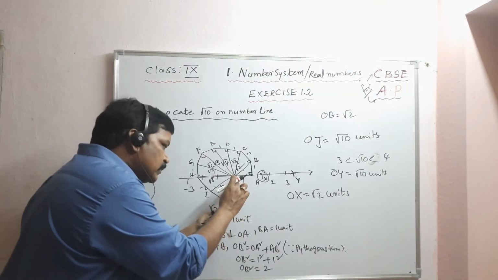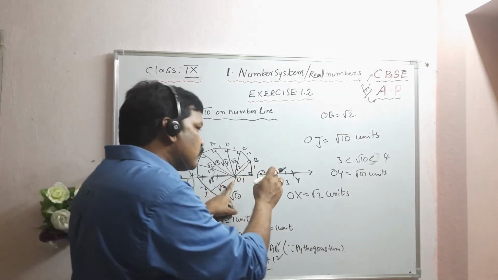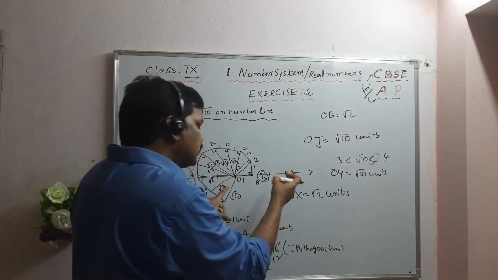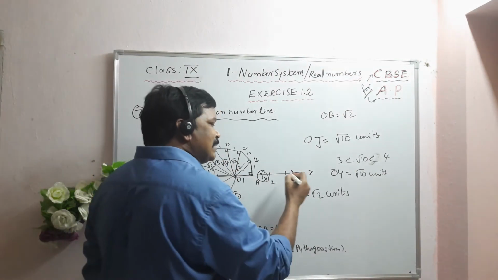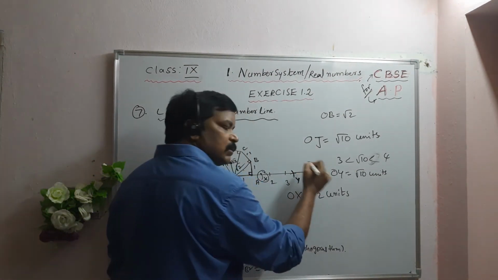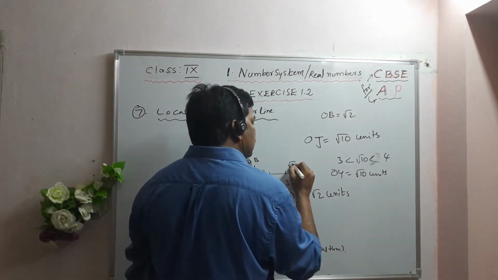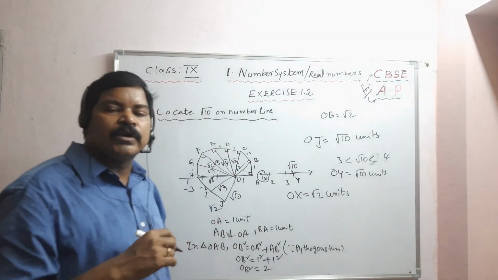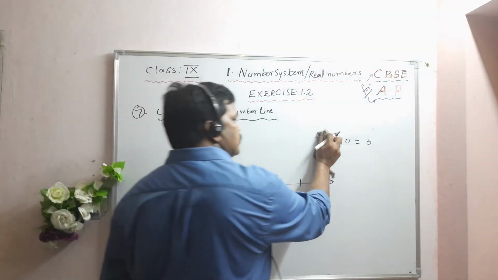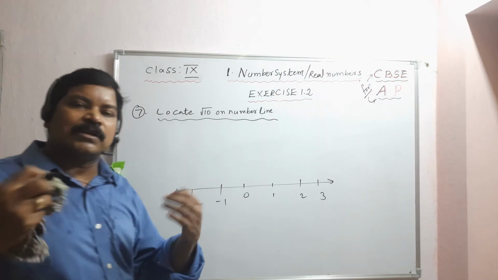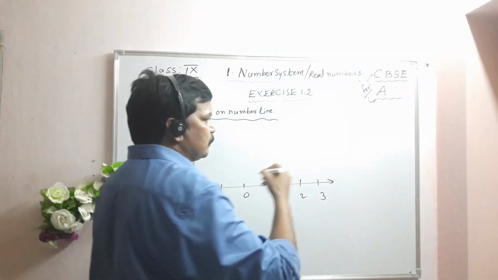So, take the radius of OJ with center O, that means root 10 units. Draw an arc on the number line. Let it intersect the number line at Y, capital Y. So this is the location of root 10 on the number line. I will teach you in another, easier method, for the location of root 10 on number line.